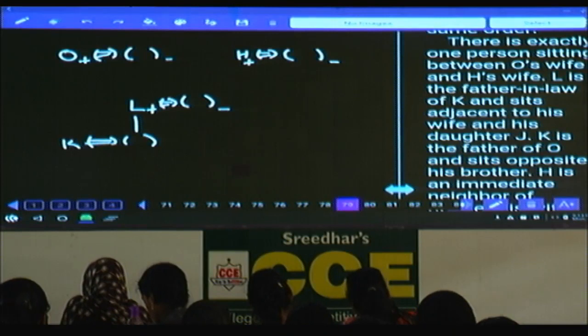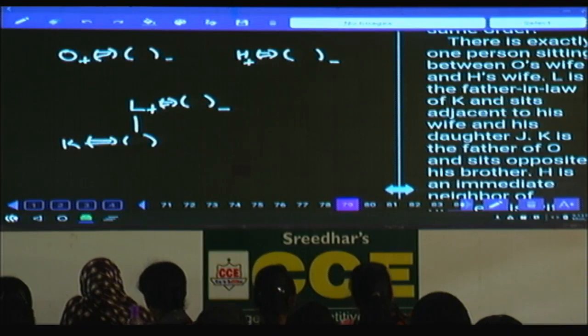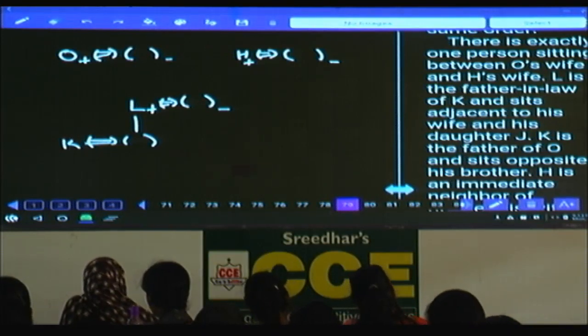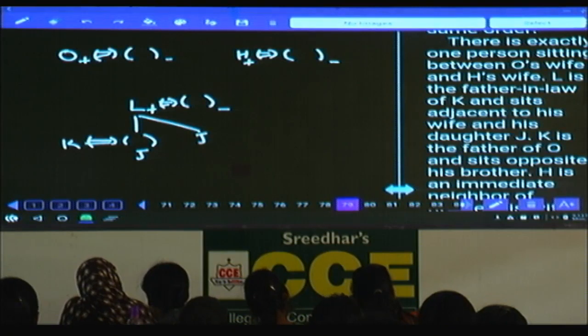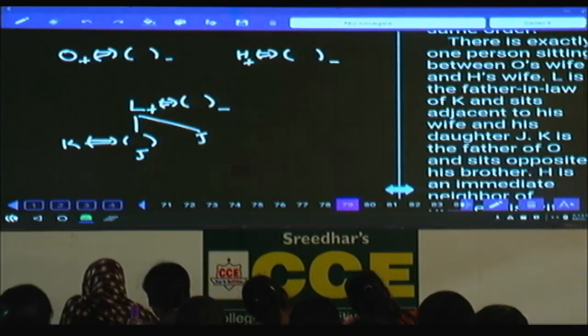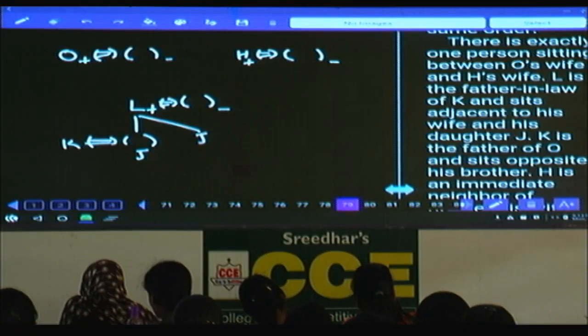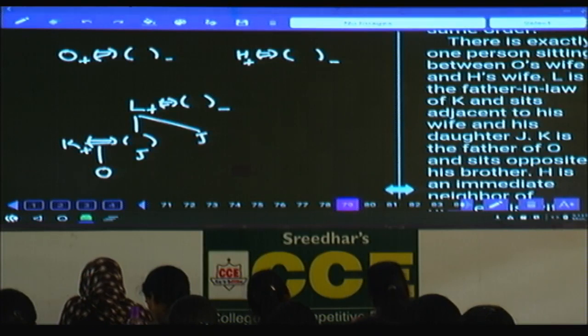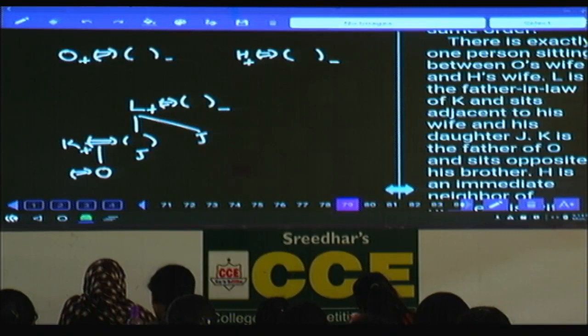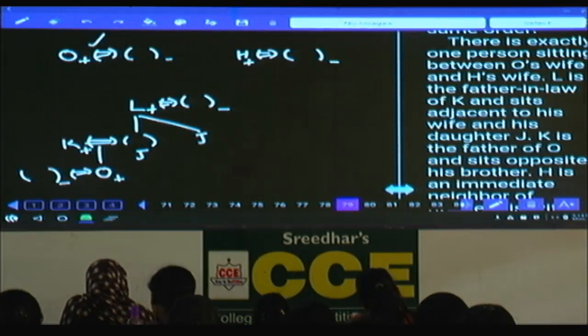Done? Then L is the father-in-law of K and sits adjacent to his wife and his daughter J. That means L has a daughter J. As L has a daughter J, J can be here or J can be here. As of now, we cannot determine this. J is the daughter. K is the father of O. Now this K is the father of O can be written like this. Now this O also got married to someone. O is a male. O's wife.